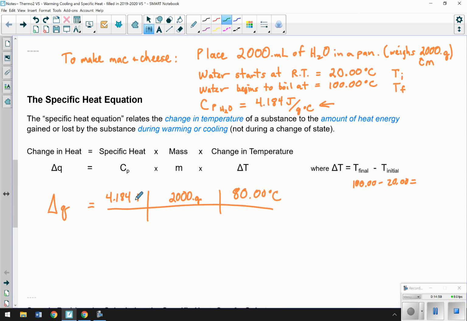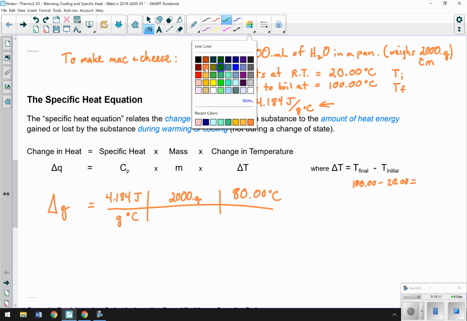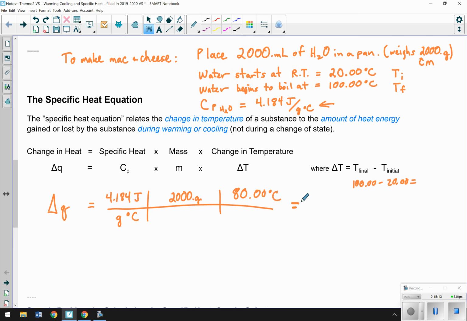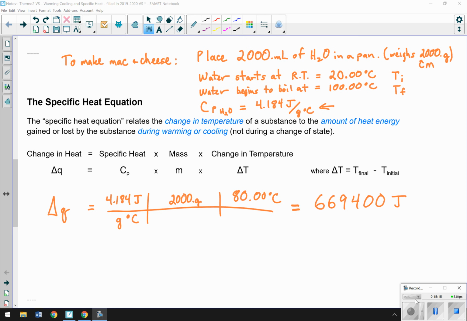4.184 joules to raise the temperature of 1 gram of water by 1 degree C. And so what you can kind of look at here is that when you look at the setup and you want to figure out, do the math, we find it takes an incredible amount of energy to do this. 669,400 joules.